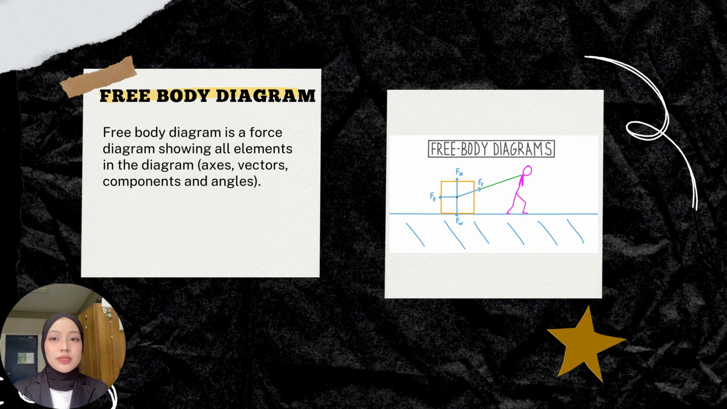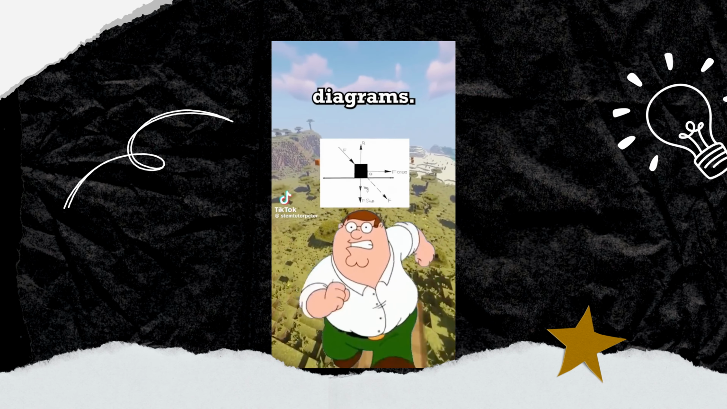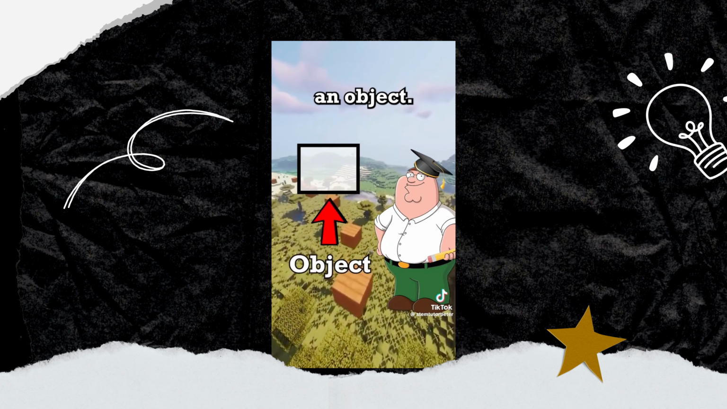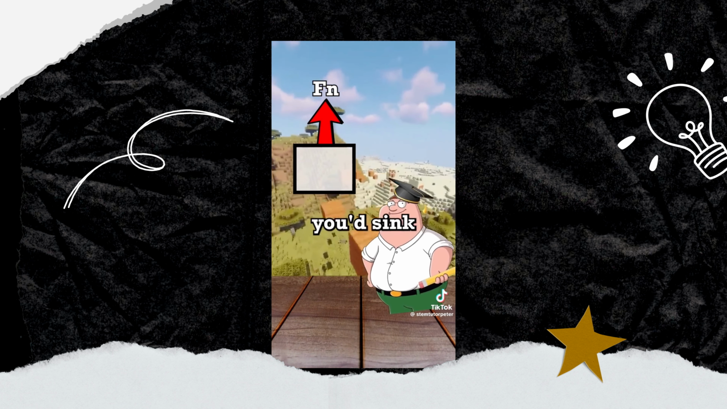Free body diagrams. A free body diagram is a force diagram showing all elements in the diagram: axes, vectors, components, and angles. You will fail physics if you don't understand free body diagrams. If you can't break down forces, you can't solve anything. Let's fix that right now. This is an object. Could be a box, a car, or anything you can think of. Everything has forces acting on it. First force is gravity, and it always pulls down. M is mass, g is 9.8, and this force will always be here. If it's sitting on something, we also have a normal force pushing up called Fn. This keeps objects from falling through surfaces.